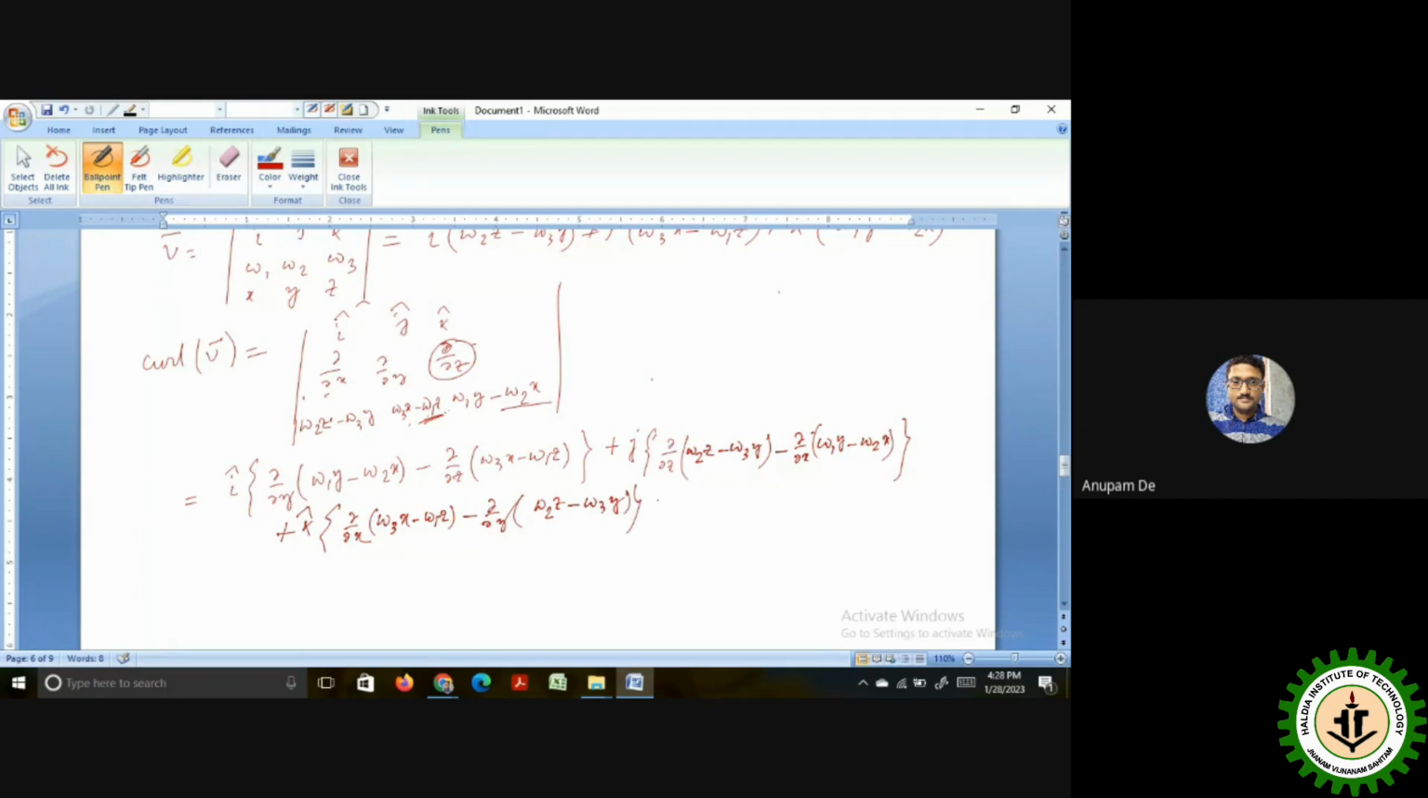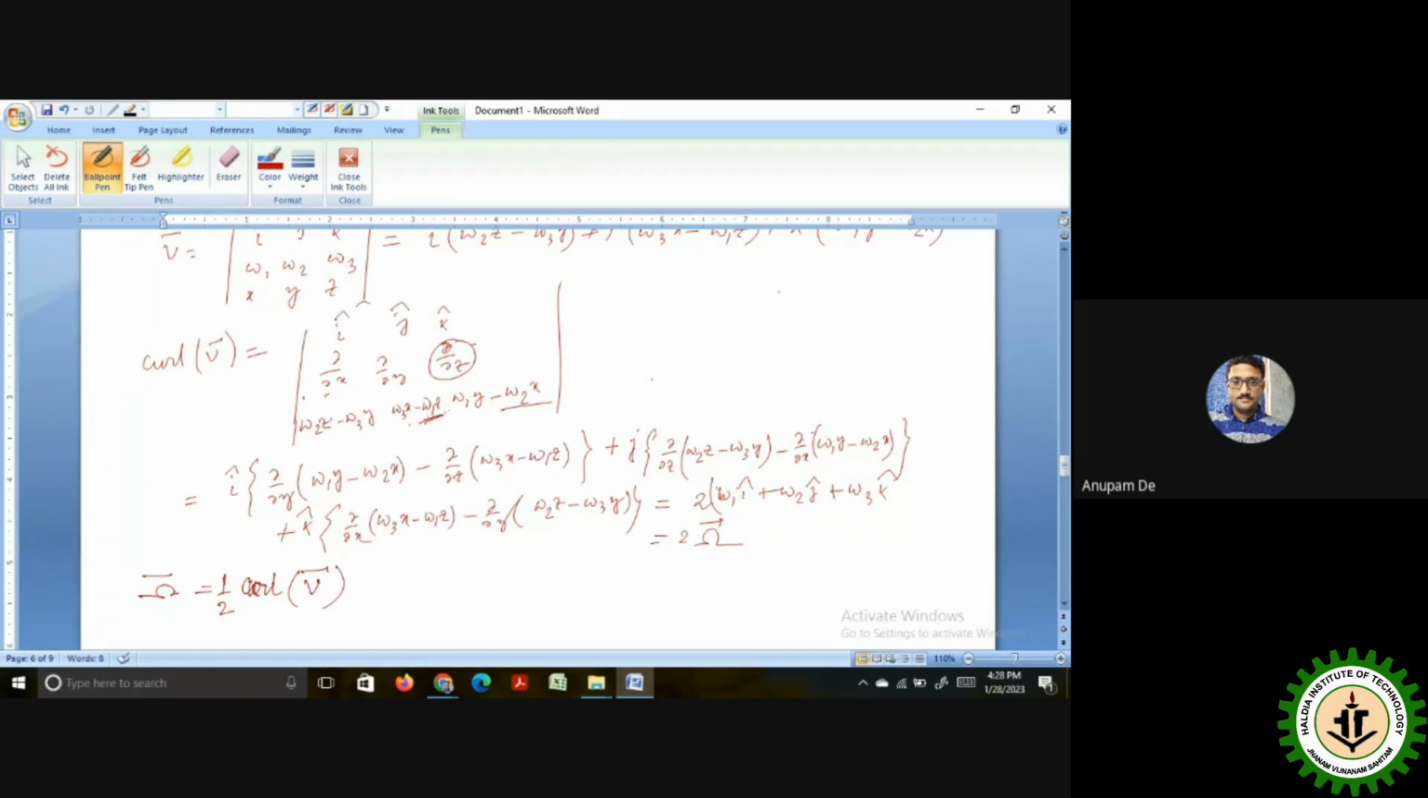Now on simplification you are going to get basically 2 into omega 1 i plus omega 2 j plus omega 3 k, so that it will be twice the omega vector, and this omega is basically, as I have told you, the angular velocity. So the angular velocity will be equal to half of the curl of the linear velocity v. Okay.